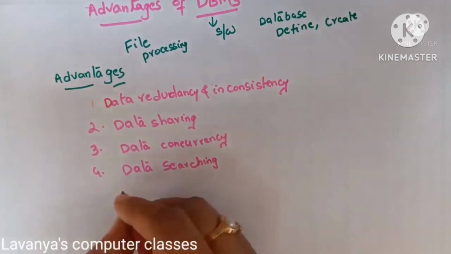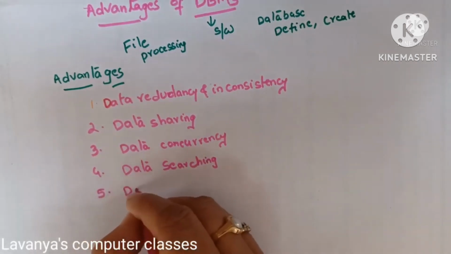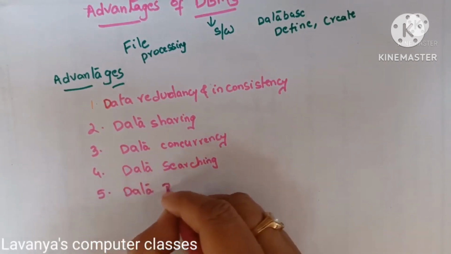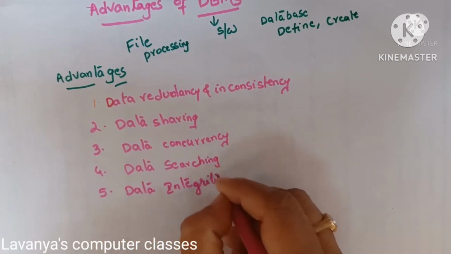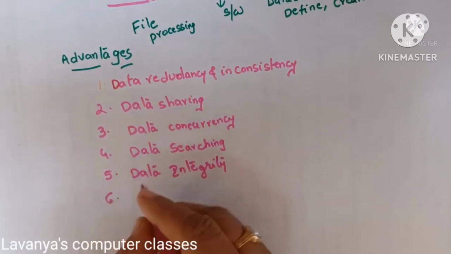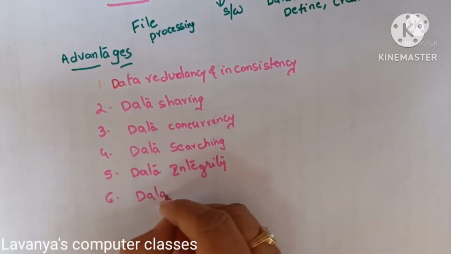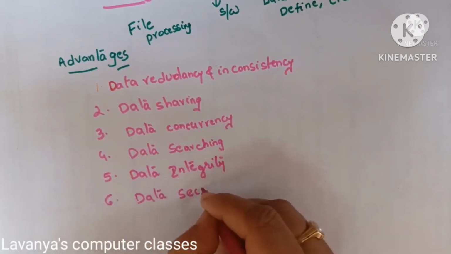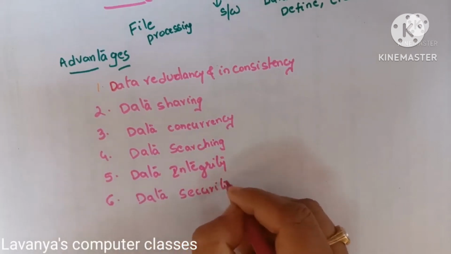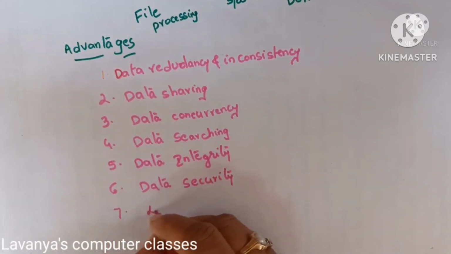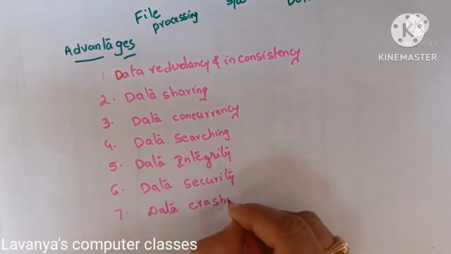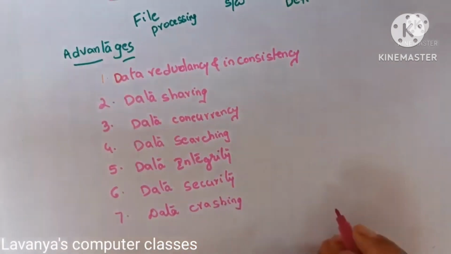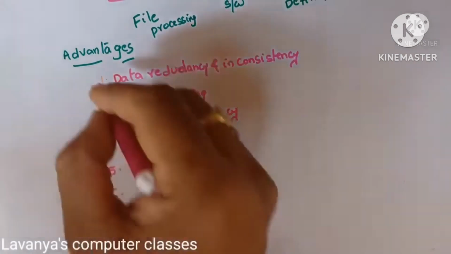Data searching. Fifth one is it maintains data integrity. Sixth one is data security, improving the data security in DBMS. And seventh one is reducing data crashing. So these all are the advantages of DBMS.